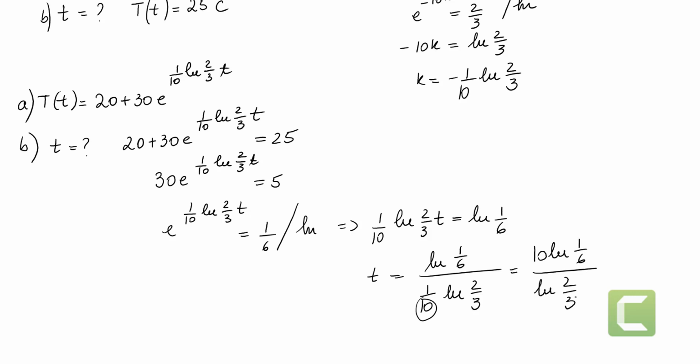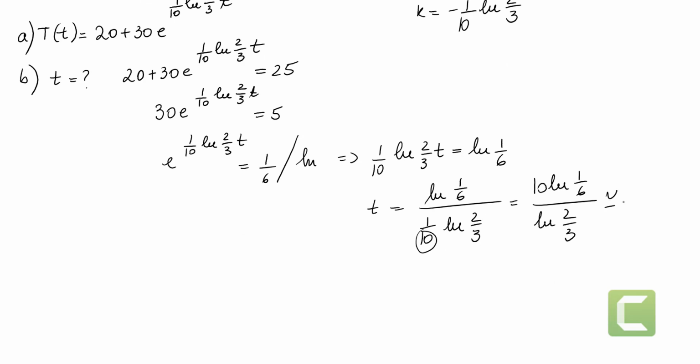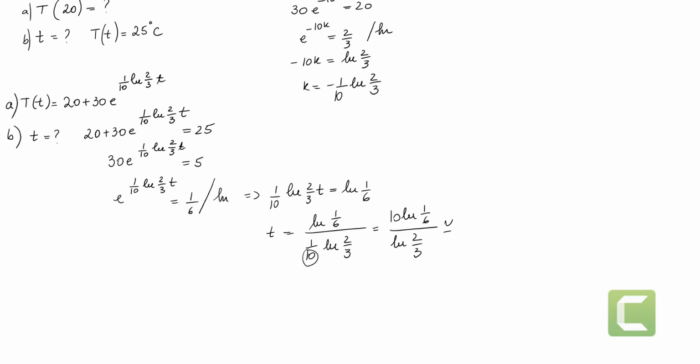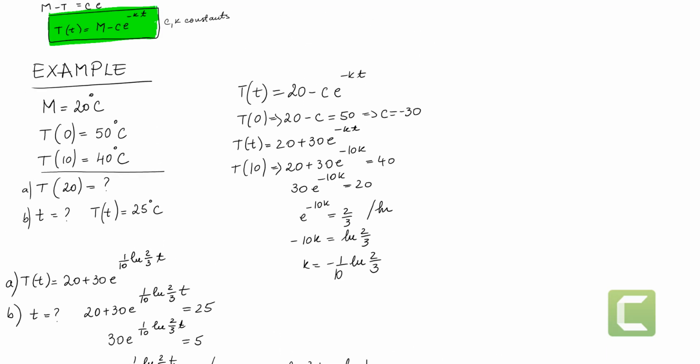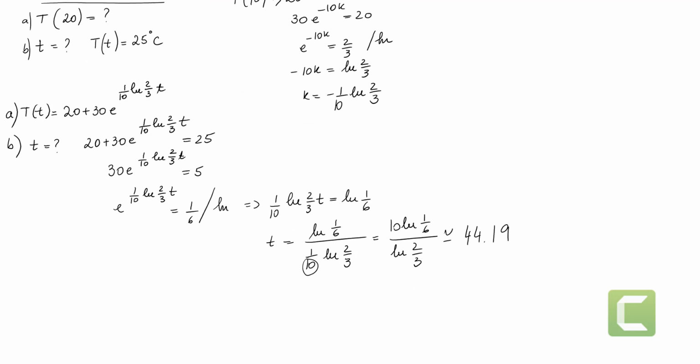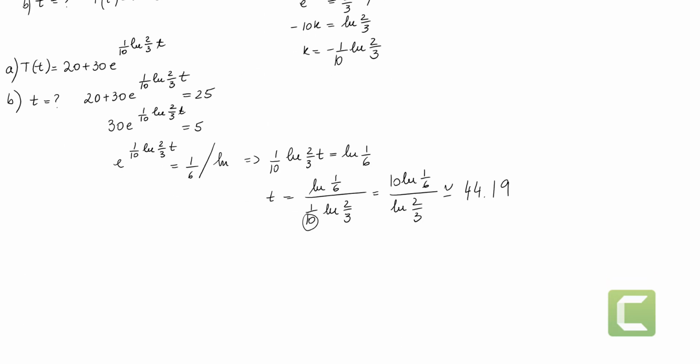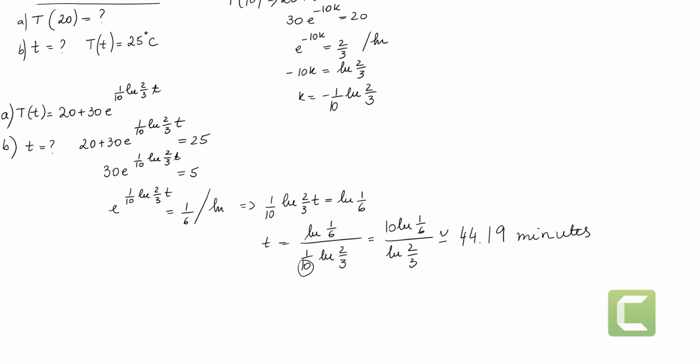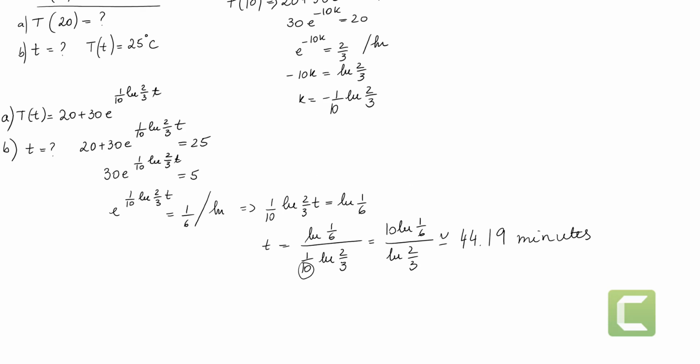And if we put this in the calculator, we will get approximately 44.19. Since I didn't specify anywhere in my problem, I'm just going to consider that the time was measured in minutes. So after 44.19 minutes, the temperature is going to be 25 degrees Celsius.